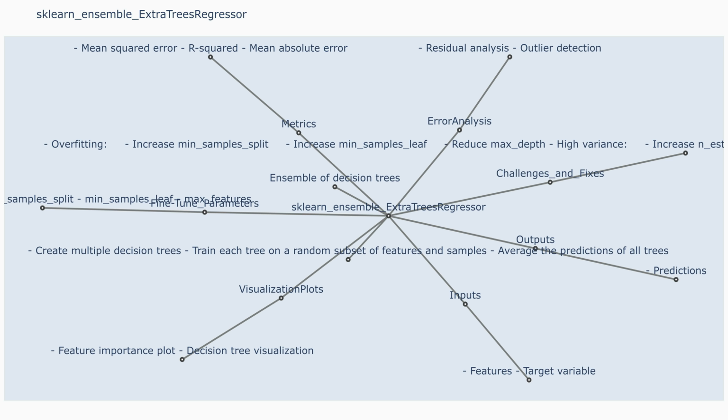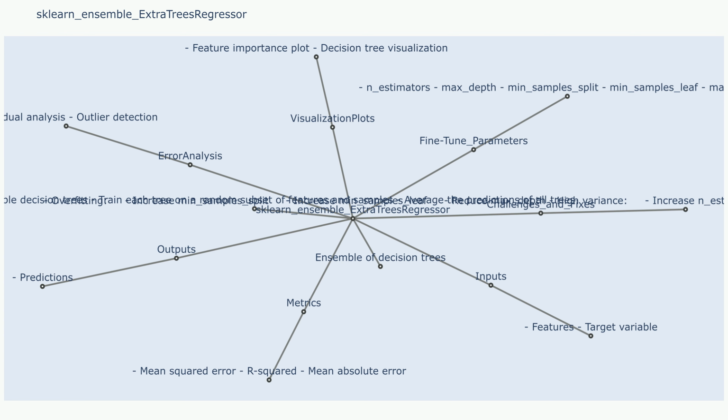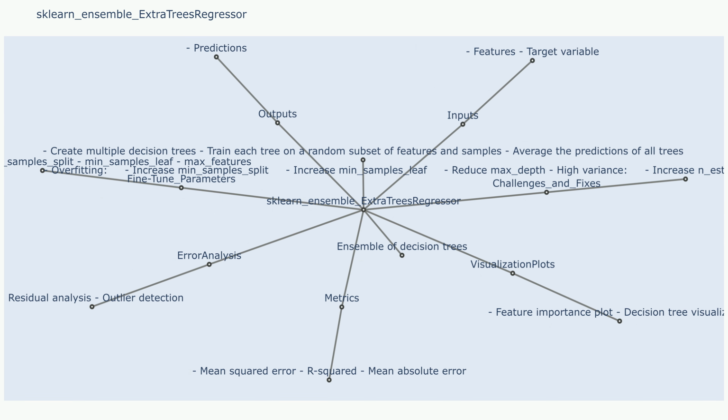sklearn.ensemble.ExtraTreesRegressor. Description: ExtraTreesRegressor is an ensemble learning method for regression that operates by constructing a multitude of decision trees during training and outputting the mean average prediction of the individual trees. Each tree is built using a random subset of features and data points, leading to a diverse ensemble. This randomness helps in preventing overfitting, making ExtraTreesRegressor robust to noisy data.